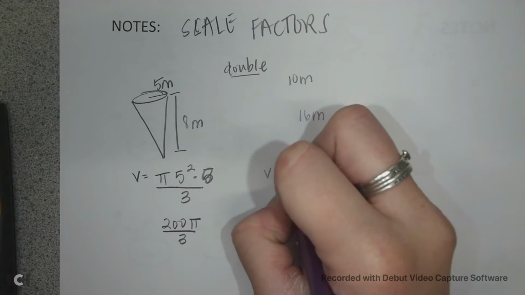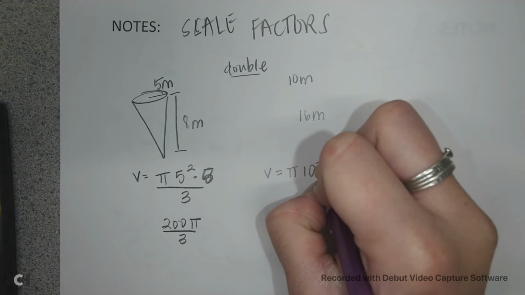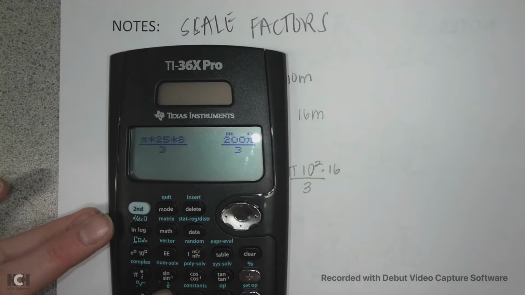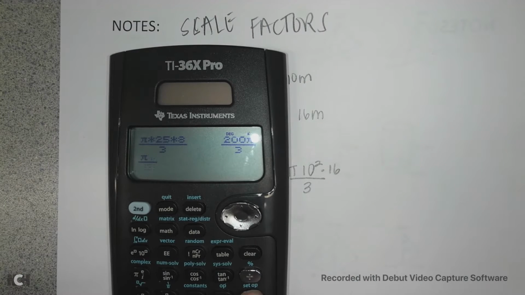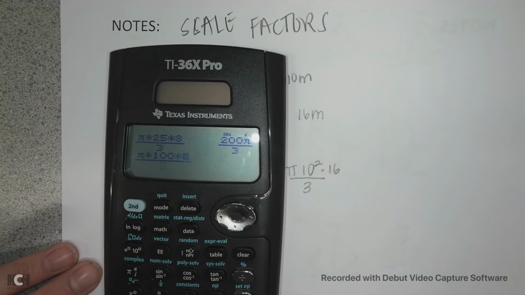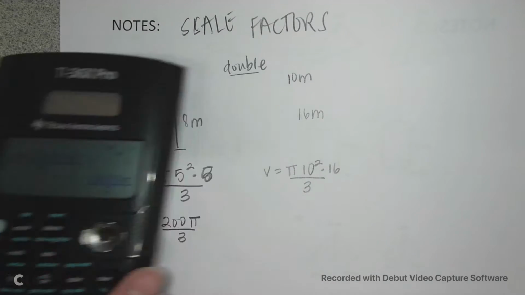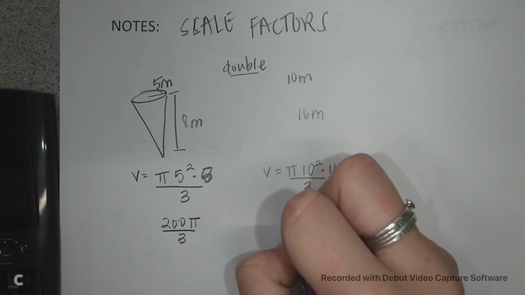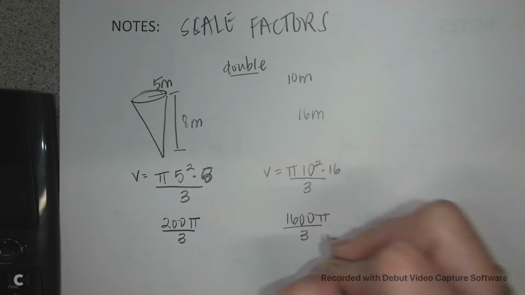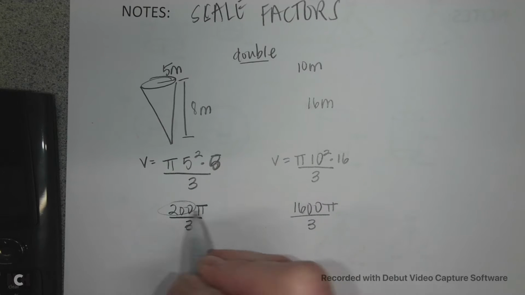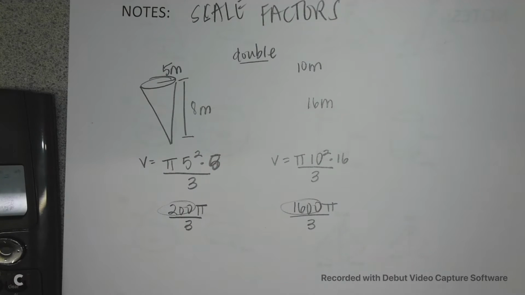So now we have V equals pi 10 squared times 16 over 3. Okay, so we're going to type it in the exact same way. Times 100 times 16 over 3. So we get 1600 pi over 3. So really right now all that's changing is my 200 and my 1600, right? Because it's divided by 3. So we're going to figure out the relationship between the two of those.